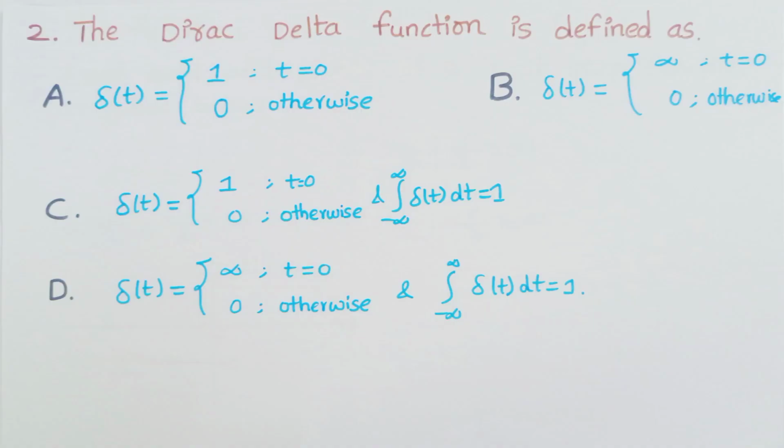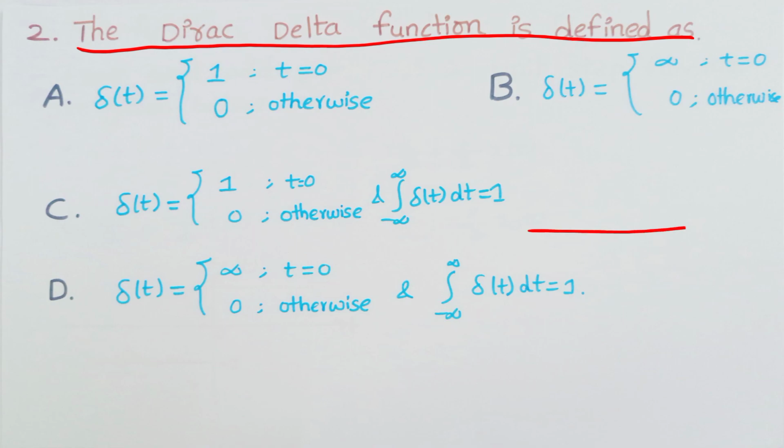Now coming to the second question. Here the Dirac delta function is defined as. First, we have to know what is meant by Dirac delta function. The Dirac delta function is also known as the impulse function. Here observe, the impulse function should be like this, that is, this is the time axis and this is the amplitude axis, it is del of t.